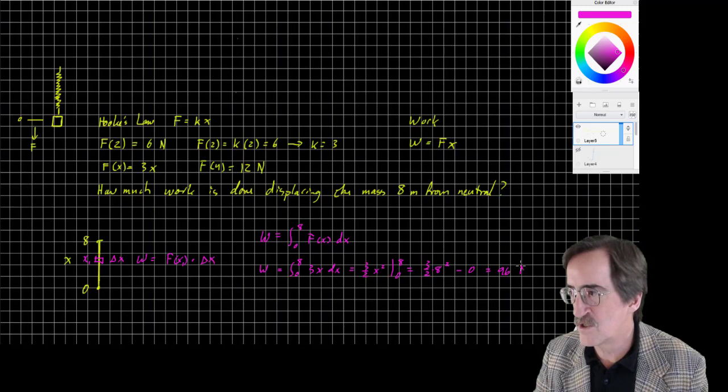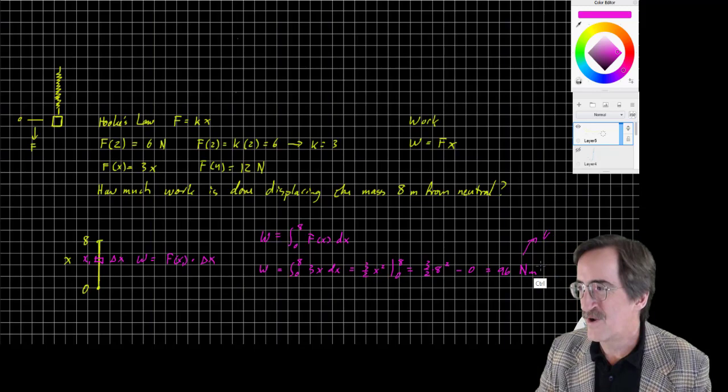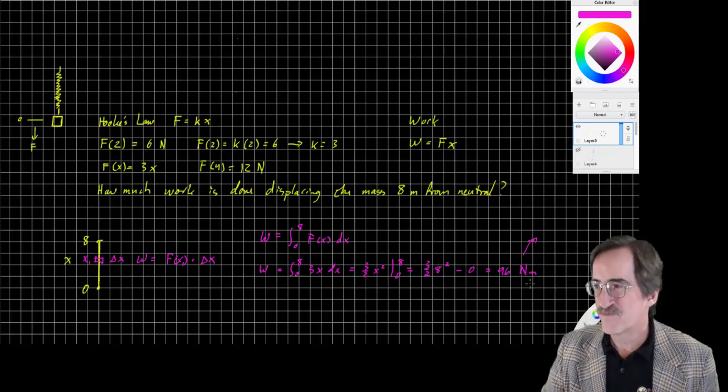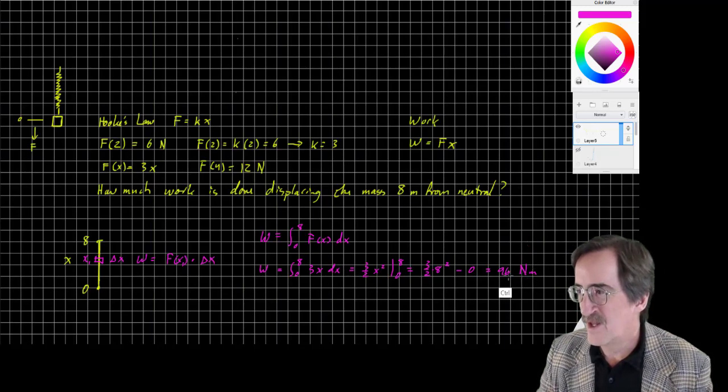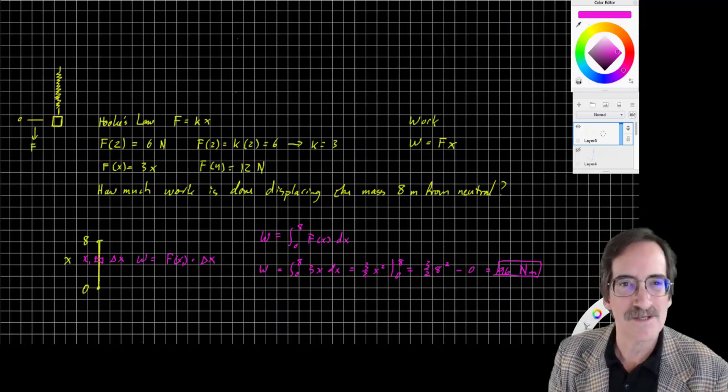96 newton meters. A newton, by the way, is a kilogram meter per second squared, which is kind of fun. All right. But anyway, newton meters, 96. So that's the amount of work done in displacing. Hopefully that makes sense. Just a little bit of a different look at it than in the lesson.